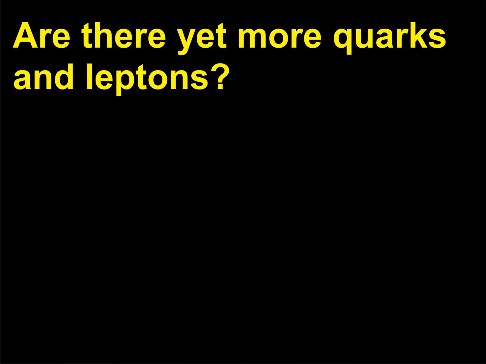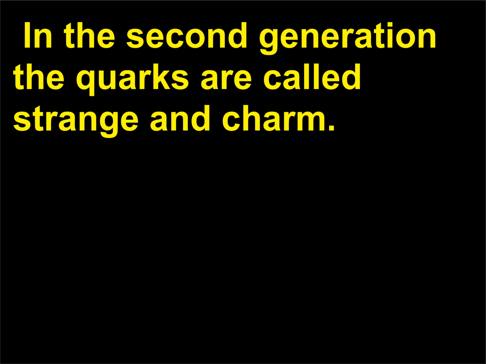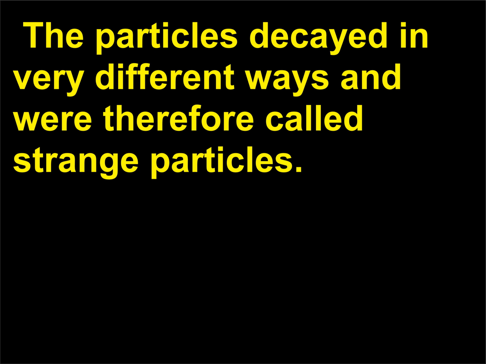Are there yet more quarks and leptons? There are two more generations of both quarks and leptons. In the second generation, the quarks are called strange and charm. The strange quark was named after particles that contain these quarks. The particles decayed in very different ways and were therefore called strange particles.